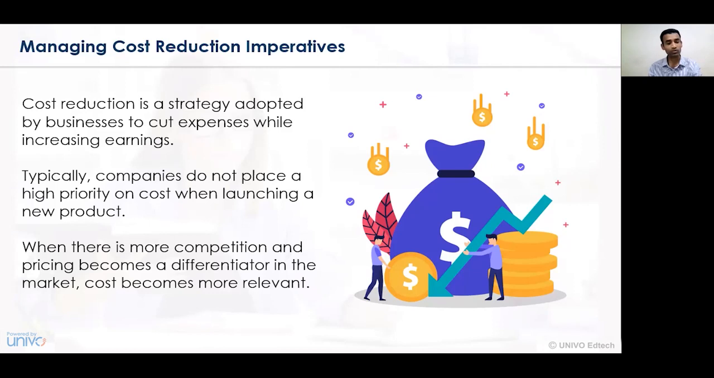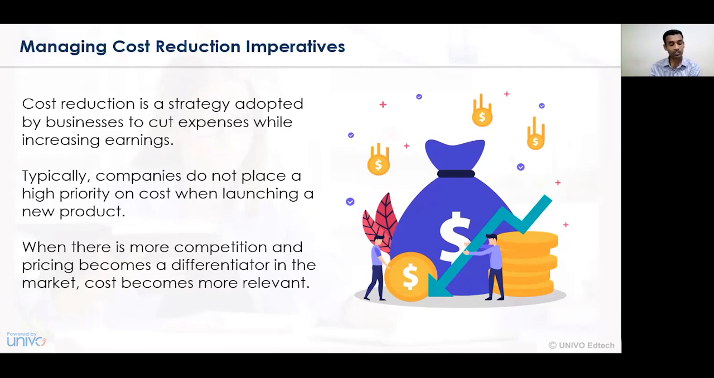So certain types of overheads, activities, or expenses are incurred, and on those considerations, the organization, manufacturing unit, or business is always aiming to cut down its cost at the various levels. Typically, companies do not place a high priority on cost. When launching a new product, they focus on how they can control the cost and have a better consideration of the management of cost.